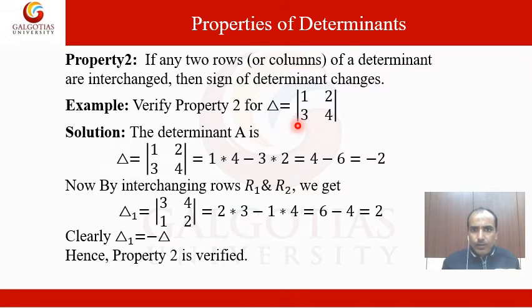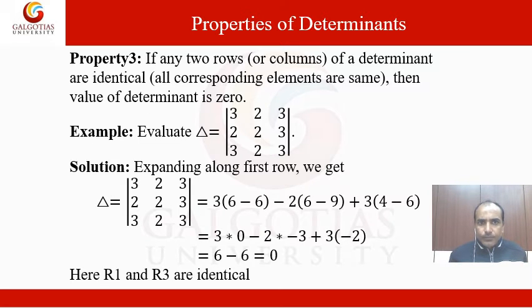Discuss with an example. As we know in the previous example, the determinant of this is minus 2. Now interchange any two rows or columns. So we interchange row 1 and row 2. That means we write row 1 as row 2 and row 2 as row 1. So we get delta 1 equal to 3 4 1 2, and solving this we get the value of determinant is 2. It is clear that the value of delta is minus 2, and after changing row 1 and row 2 we get the value 2. So numeric value is equal but different with sign. So property 2 is verified.